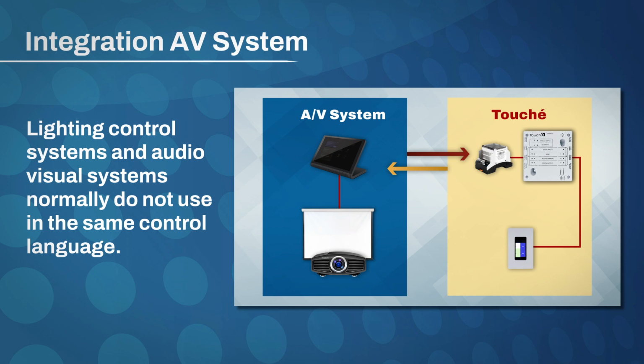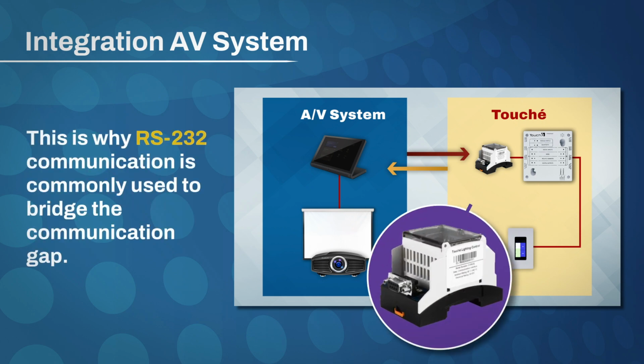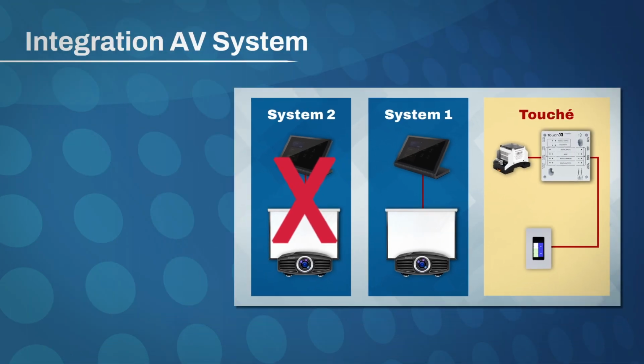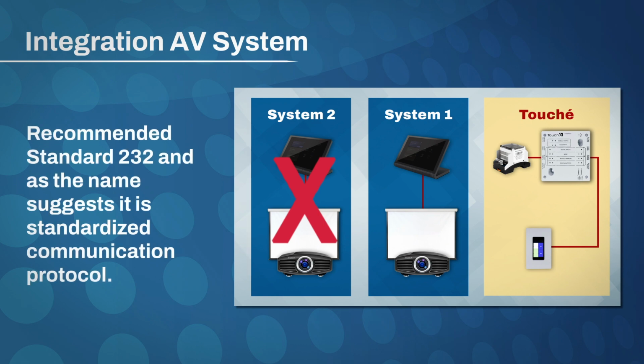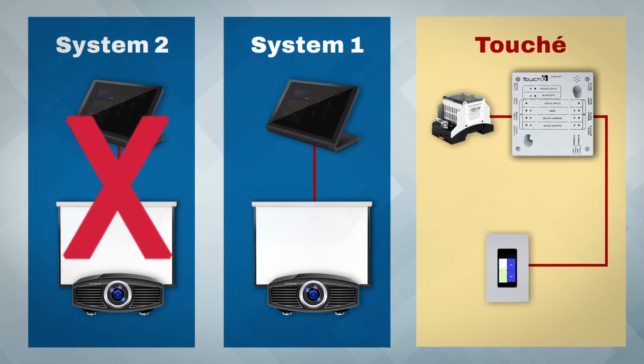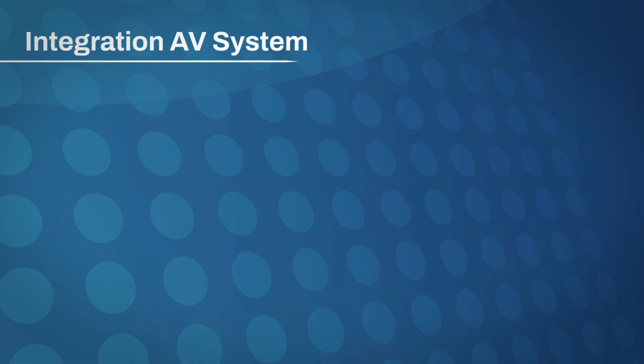Lighting control systems and audio-visual systems normally do not use the same control language. So this is why RS-232 communication is commonly used to bridge the communication gap and connect the two systems. RS-232 stands for Recommended Standard Number 232, and as the name suggests, it is a standardized communication protocol. RS-232 is used to send serial data in a point-to-point configuration. This means that one RS-232 device can only talk to one other RS-232 device.